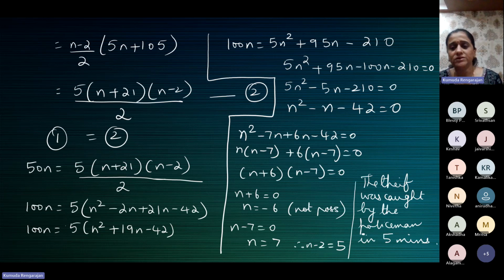Oh, I didn't tell you about this, but after splitting the middle term and finding the values, n is minus 6. n is the time taken and cannot be negative. So that's not possible. Minus 6 is not possible. So n is 7.